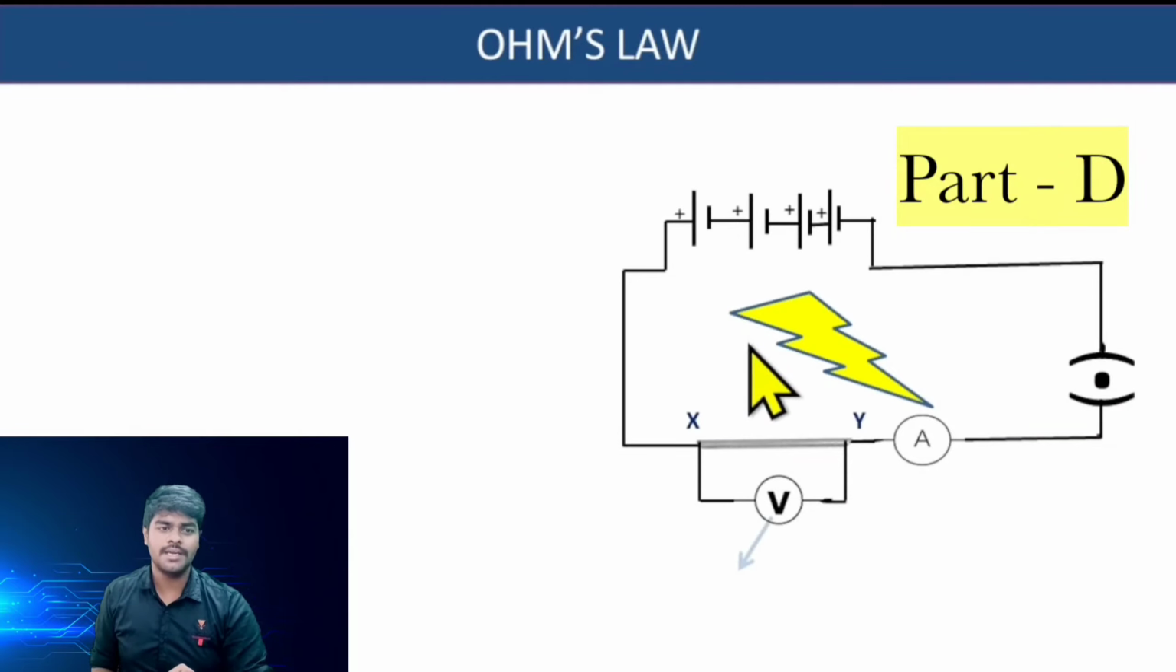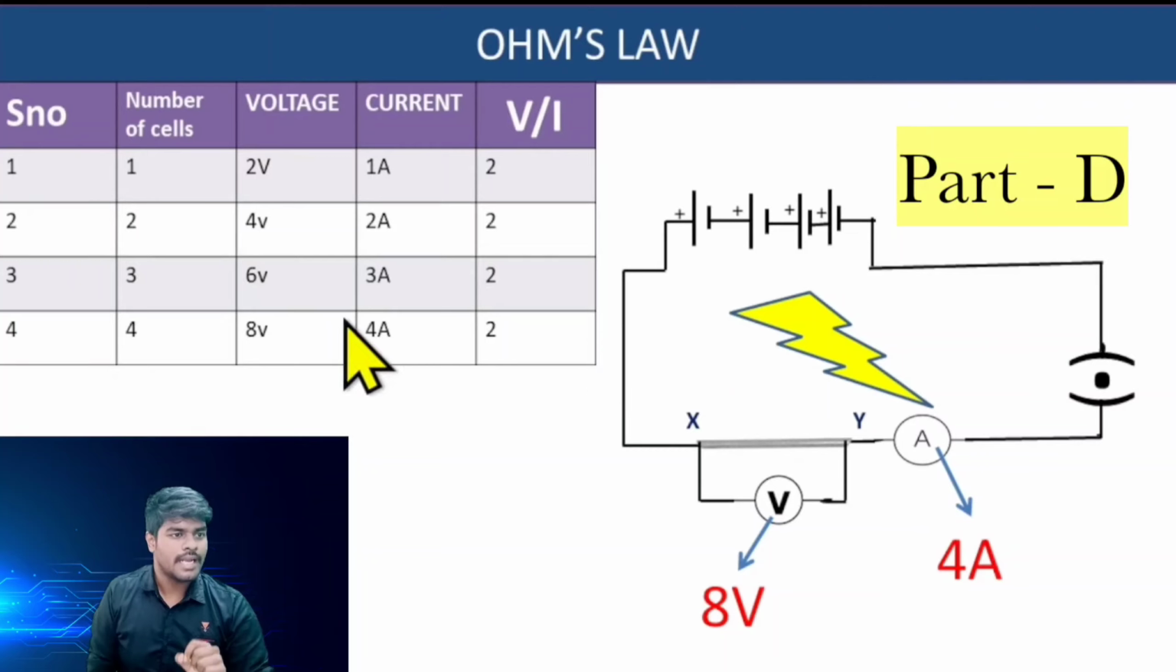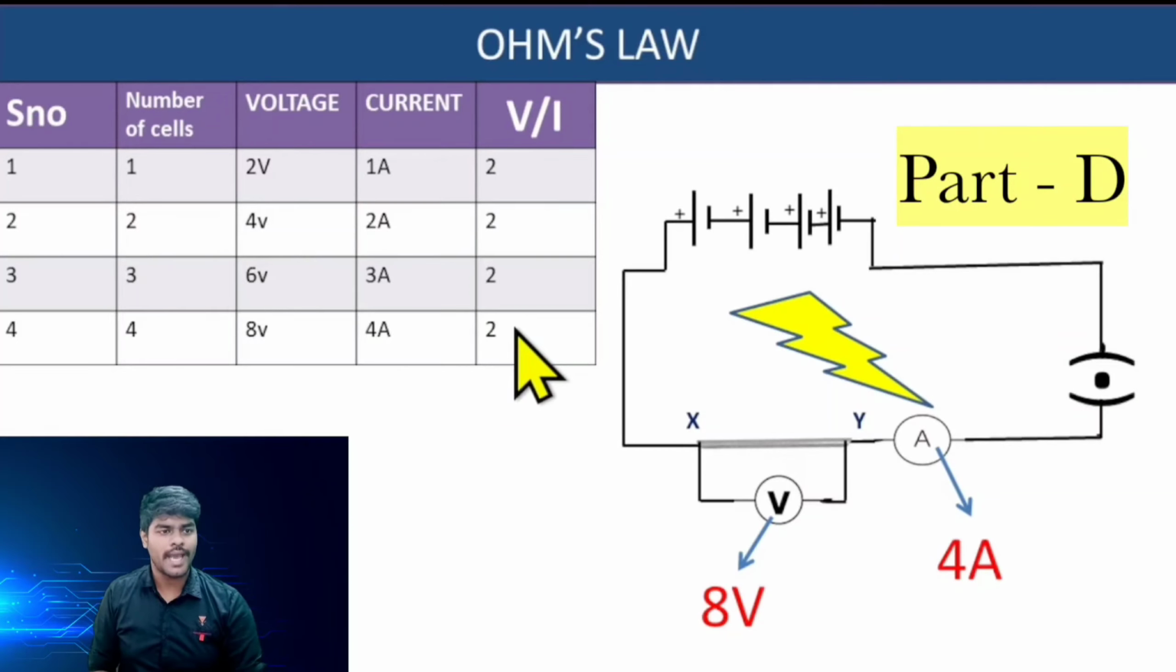Okay? Voltmeter reading is 8 volt. Ammeter reading is 4 ampere. Table, please. Number of cells connected: 4 cells. Voltage reading 8 volt, current reading 4 ampere. What is the V by I ratio? Again 2. 8 by 4 is 2.